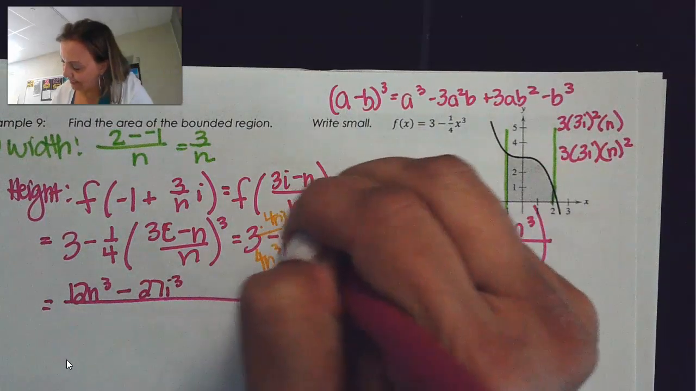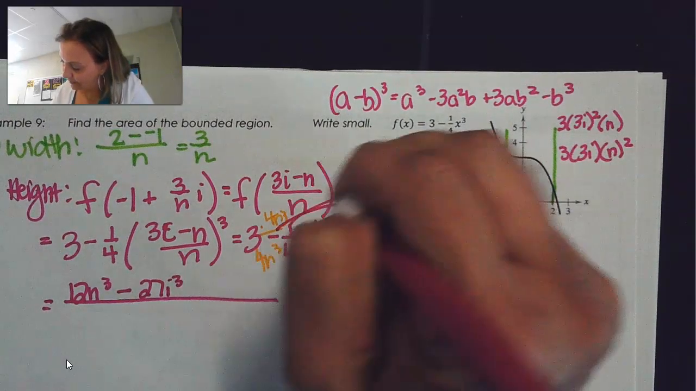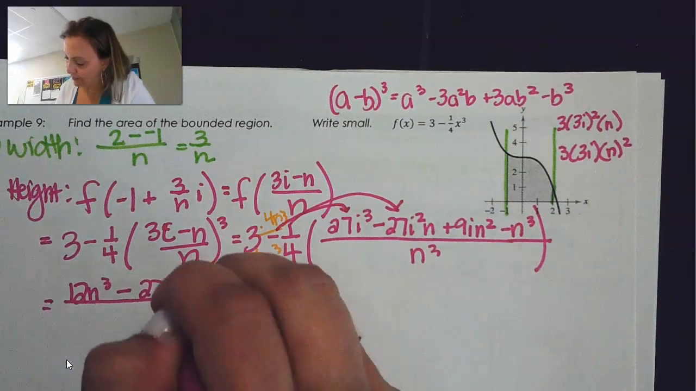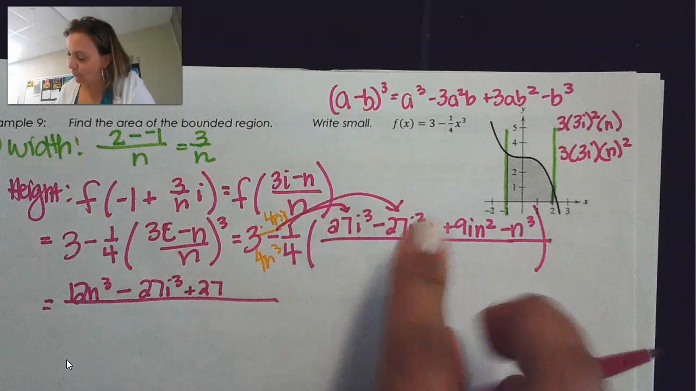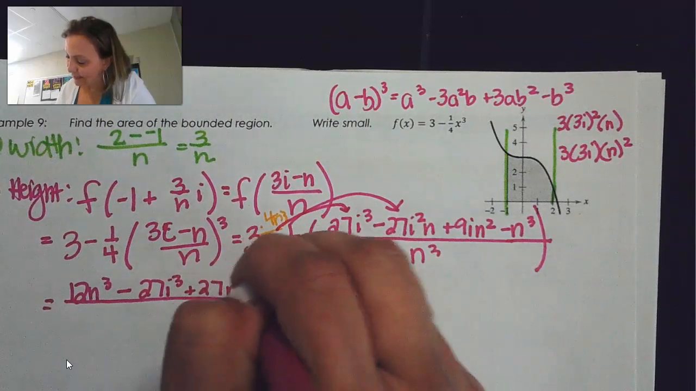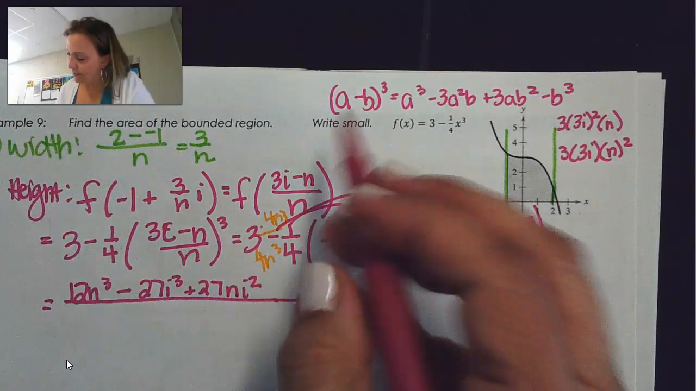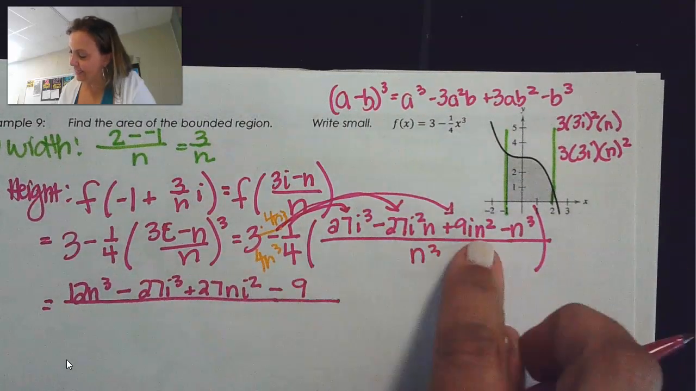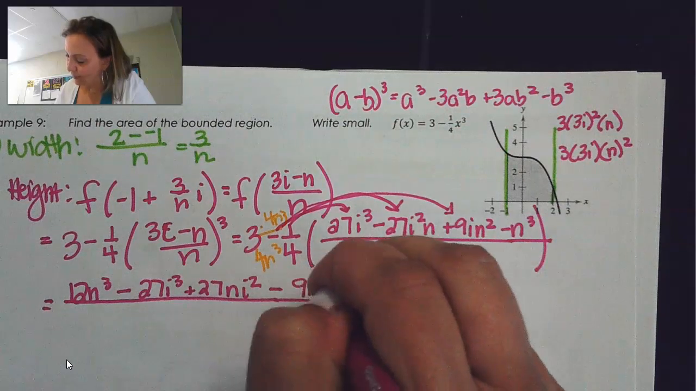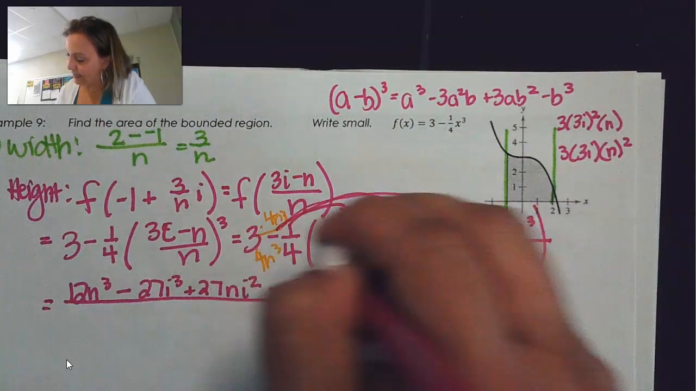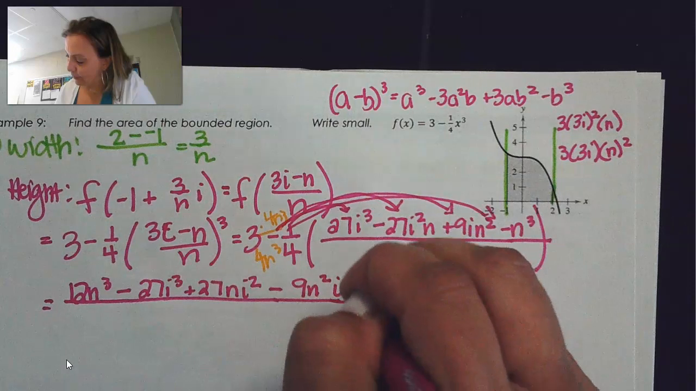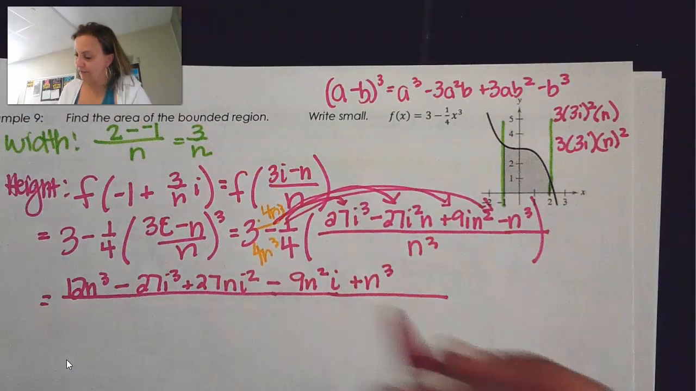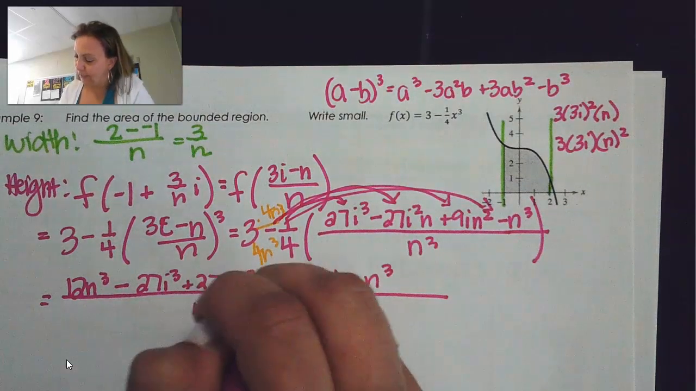I'm going to apply this negative to each one of these, okay? So this is going to end up being plus 27, and I'm going to rewrite this as n i squared. Then here this is going to be minus 9. I'm going to write that as n squared i, and then plus n cubed. And then all of this is going to be over 4n cubed.